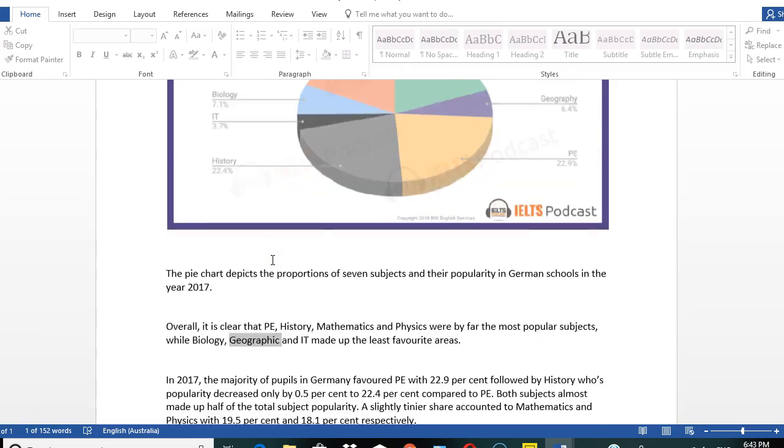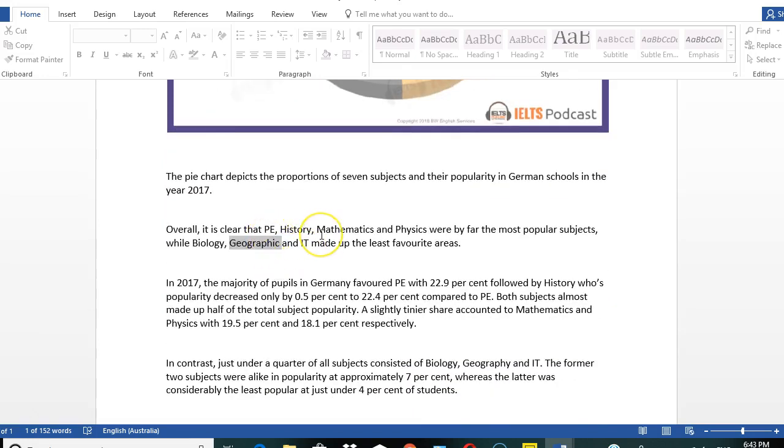Okay, also, there is no need to capitalize subjects actually. It is not a huge error, but still, there is no need. Okay. Nice wording, nice use of linking words, very good use of comparative structures, by far the most popular subjects, very good rephrase, made up the least favorite areas, very nice.